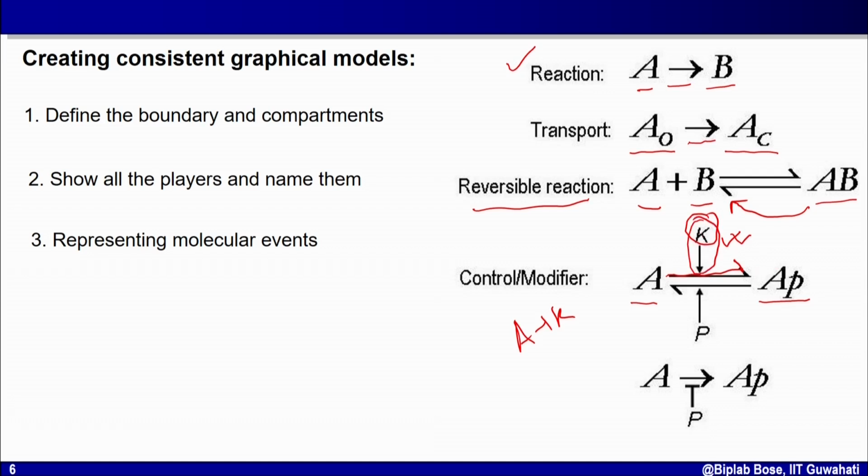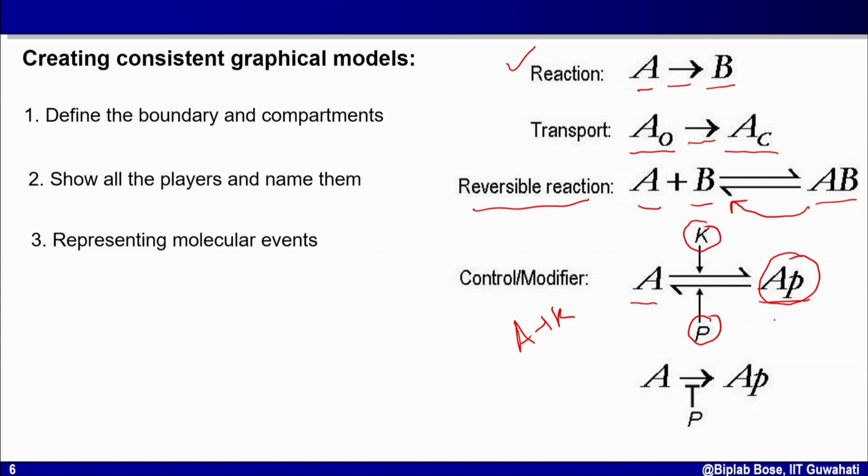Similar thing for a phosphatase. Once your A has become phosphorylated and become AP, it can become dephosphorylated by a phosphatase enzyme. Again, P is representing here the phosphatase, and it is controlling the reversible reaction. So remember what I am doing here. I am representing the control or modifier or the controller of this reaction by these two enzymes K and P, and they are drawn as vertical arrows on the reaction that is controlled by these individual molecules.